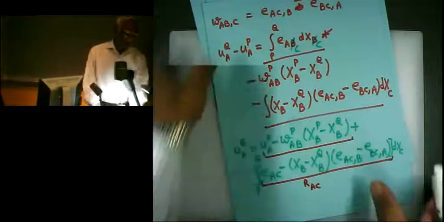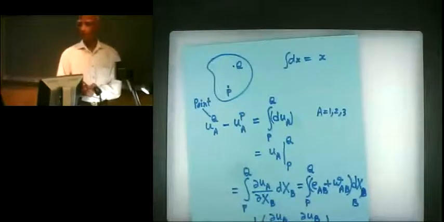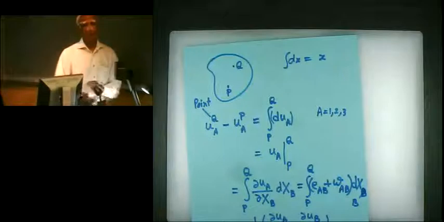Now let's go back to where we started. So how many paths are there to go from P to Q? How many ways can I go from P to Q?